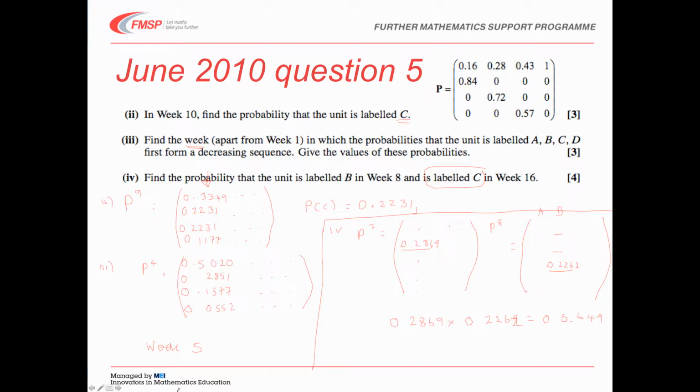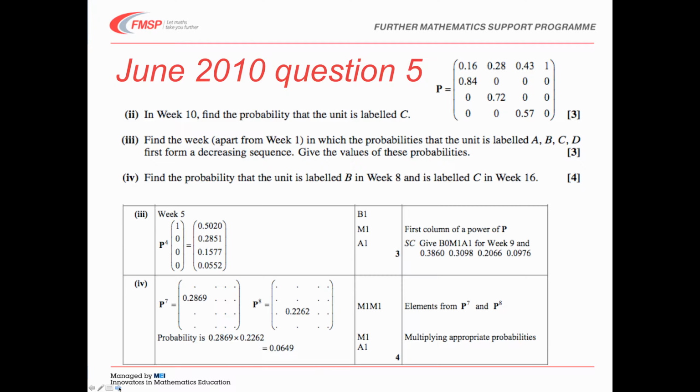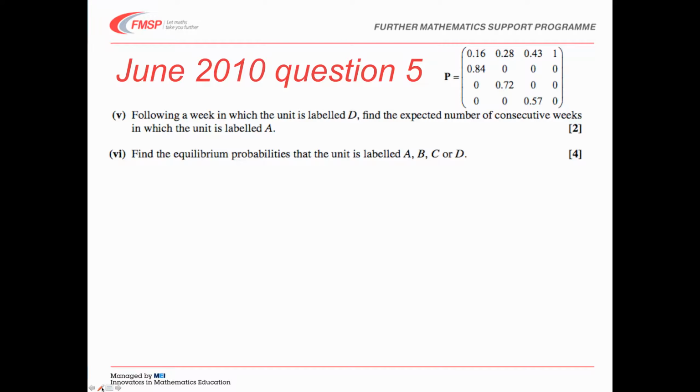So let's just look at the mark scheme for those 2 parts. As I said, for part 3, you get 2 for finding the power and the column, and 1 extra one for recognising that's week 5 and writing that down. And for part 4, there's 1 for each of those p to the 7 and p to the 8, then finding those correct elements, 1 for multiplying them and 1 for the answer. Okay, so let's look at the next part of this.